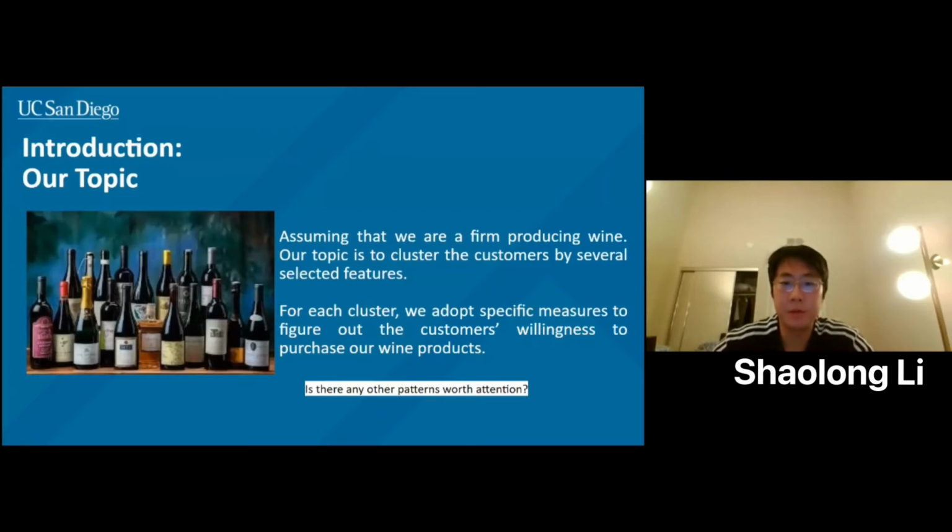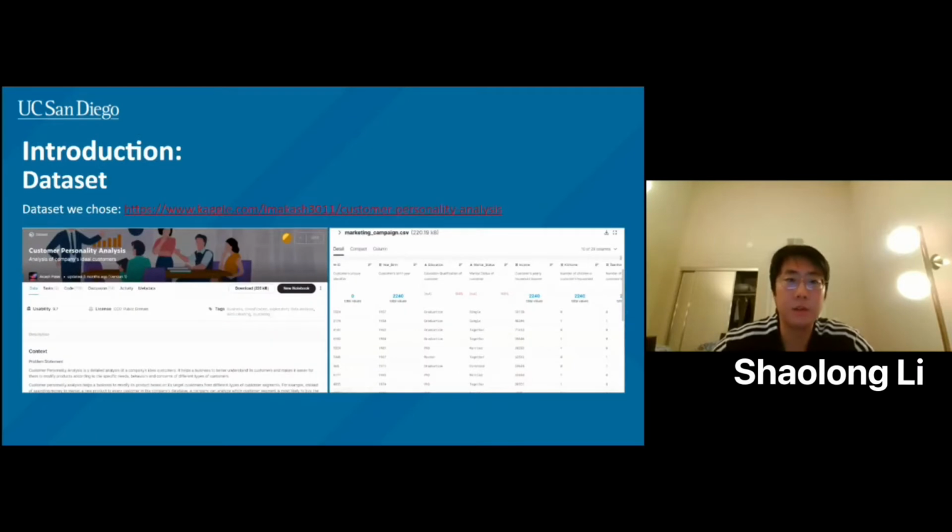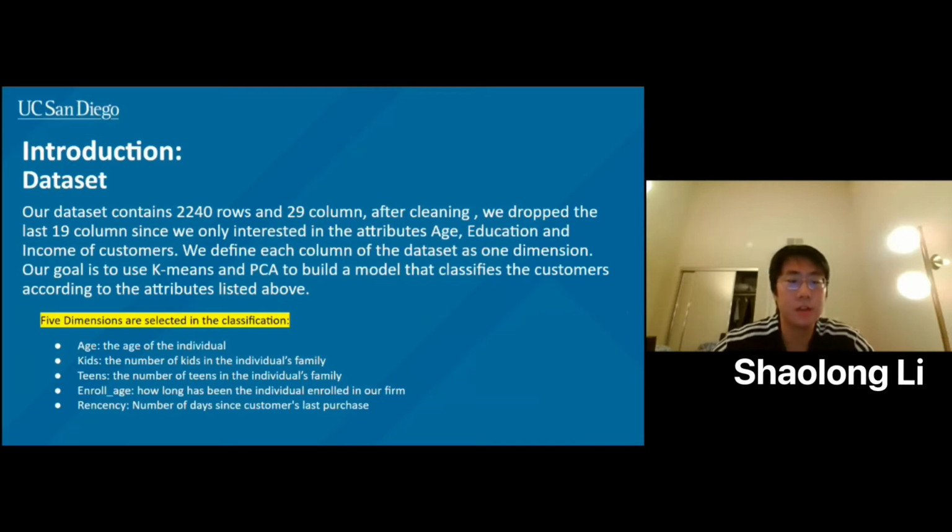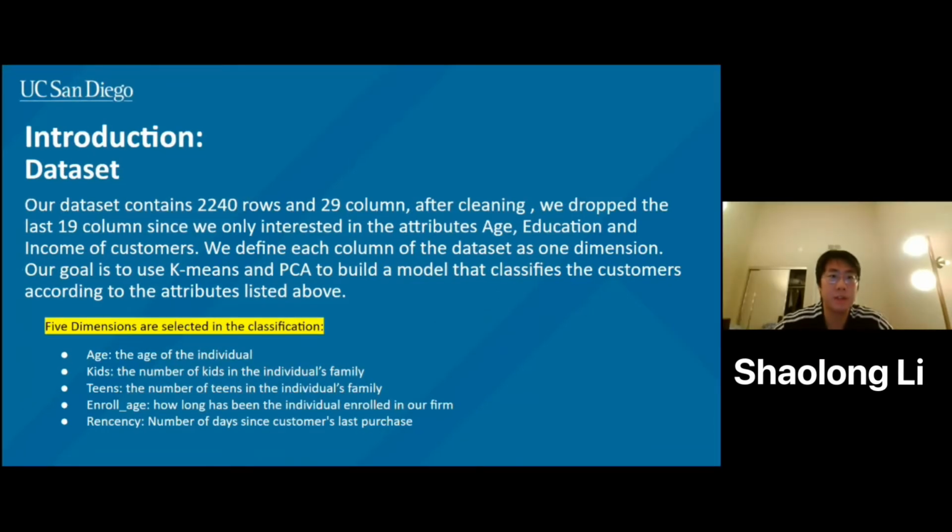We want to use K-means and PCA to cluster our customers according to several features, including the age of our customers, the number of kids our customer has, the number of teens in our customer's family, how long our customer has been enrolled in our firm, and the number of days since our customers last purchased. And we select our data set from a table. So here you can see the 5 dimensions we have selected for our project.